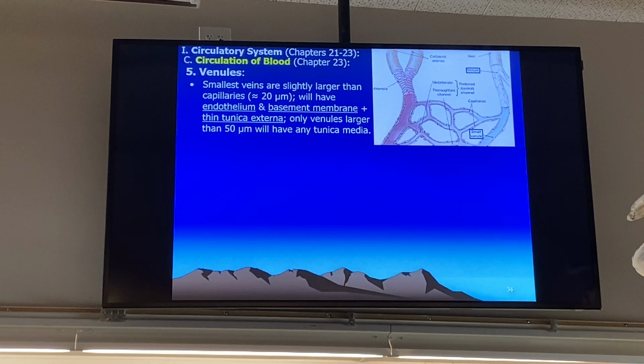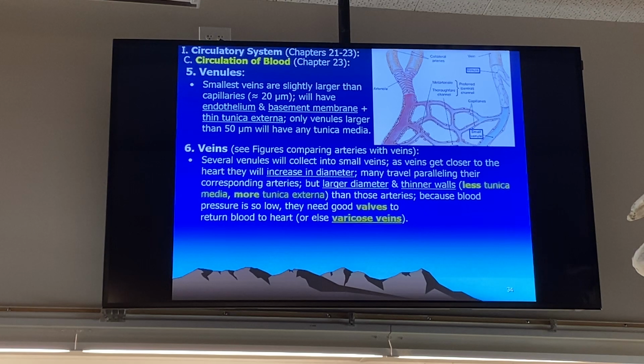Venules are the smallest veins. We will see the return of tunica externa. And in veins, the percentage of the wall that's tunica externa is actually quite a lot. Small veins will increase in diameter. Again, you'll have more tunica externa, less smooth muscle. Tunica interna is always the same, even in arteries.